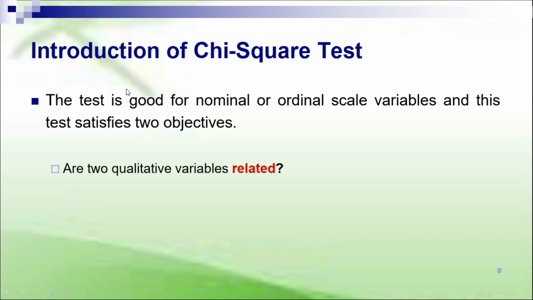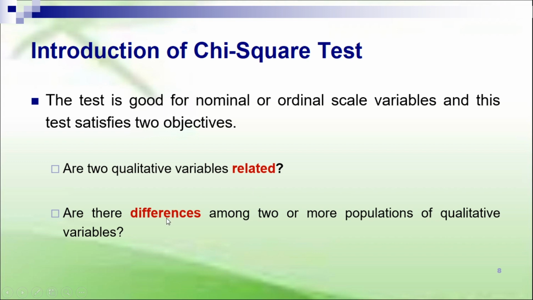That means performing this chi-square test, we can check: are two qualitative variables related, or dependent? Or are there significant differences among two or more populations of qualitative variables? That means keep in mind, using the chi-square test we are going to investigate the relationship between two qualitative variables.